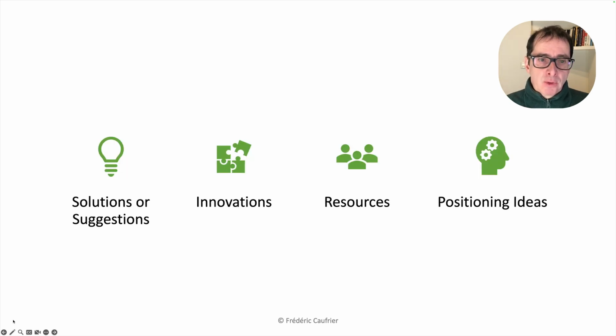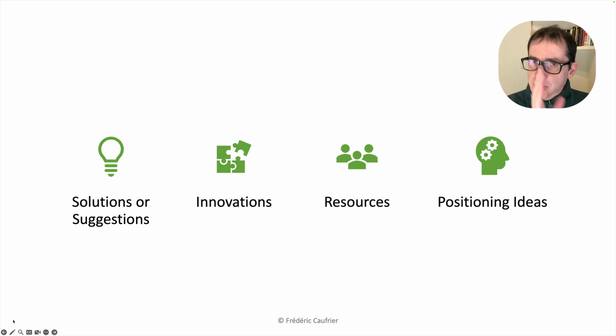So it's very helpful. The reason is very simple, because across PINT, for each problem there are solutions or suggestions. When there's an issue, there might be an innovative approach to it, a novel approach. When there's a need, it needs to be replaced by resources. When there's a trend, it can lead to positioning ideas or a certain overview, direction, statement or thesis that can help you out further.